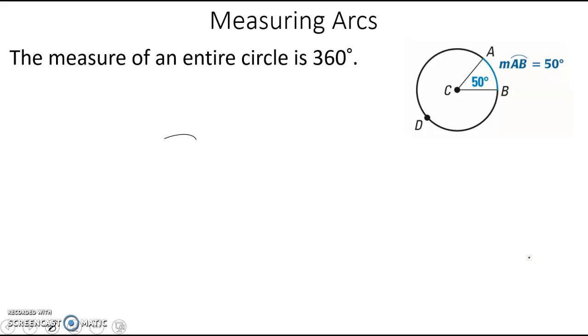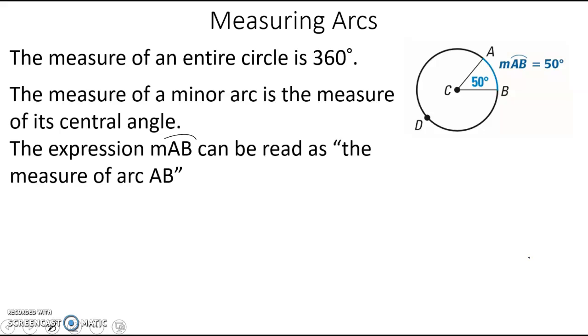The measure of an entire circle, the arcs in an entire circle, is 360 degrees. So the measure of a minor arc is the same as its central angle. So here we're told that this angle is 50 degrees, so this arc here is 50 degrees. We use this expression here just to represent the measure of arc AB, just like we would use the M and the angle symbol to express the measure of an angle. This is the notation for measure of an arc.